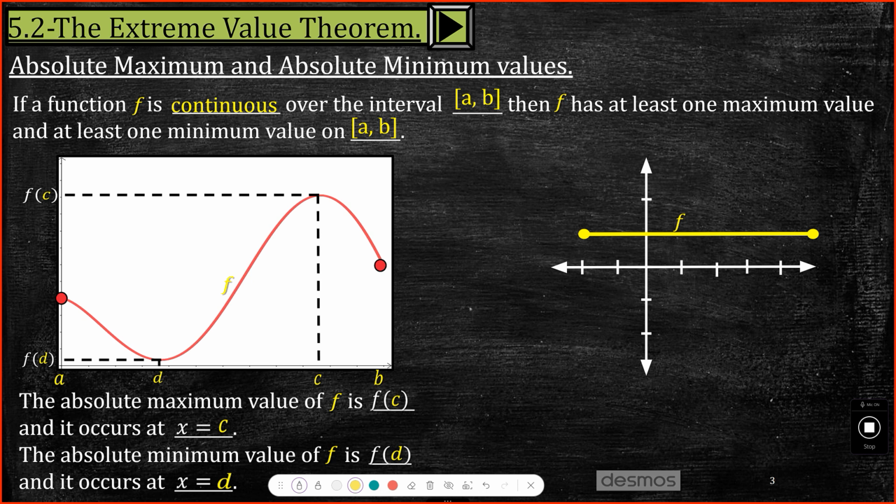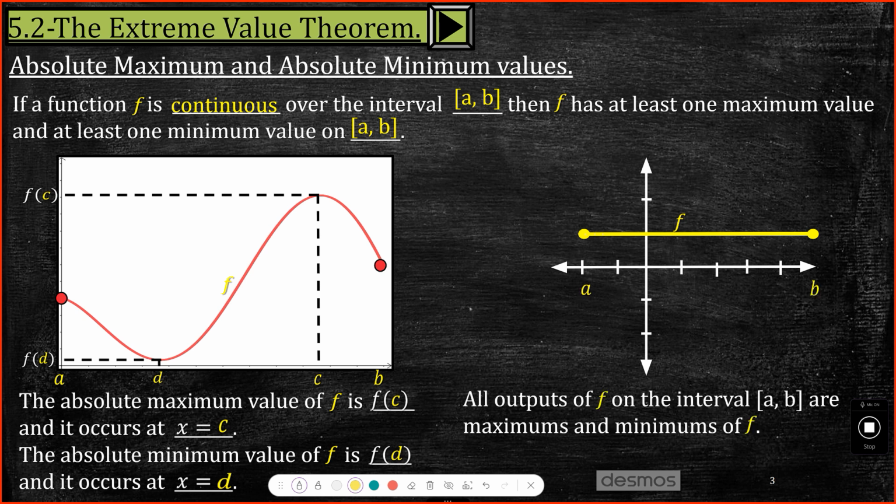So what happens here is that each one of those points is a max and it's a min. They're all maxes and mins. So all outputs of f on the interval AB are maximums and minimums of f.